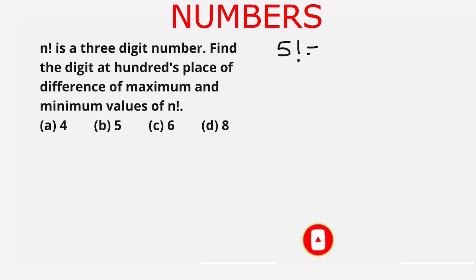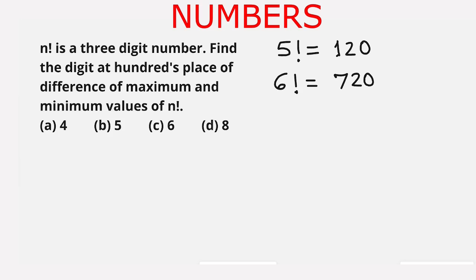5 factorial is equal to 120. 6 factorial is equal to 720. And 7 factorial is 5040. So 5040 is a 4-digit number. And 4 factorial is 24, which is 2-digit number. So only 3-digit numbers are 5 factorial and 6 factorial.